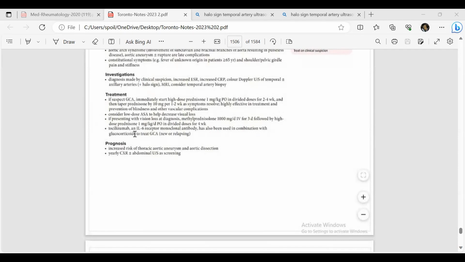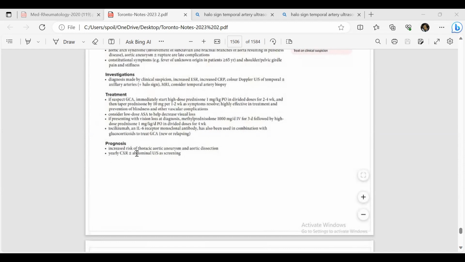Tocilizumab, an IL-6 receptor inhibitor and monoclonal antibody, has also been used in combination with glucocorticoids to treat new or relapsing disease. We can treat with this also.